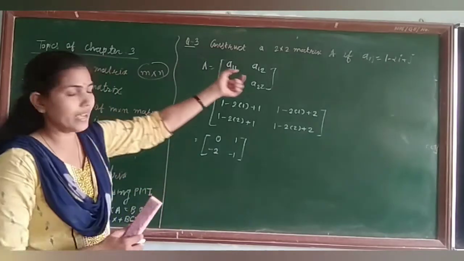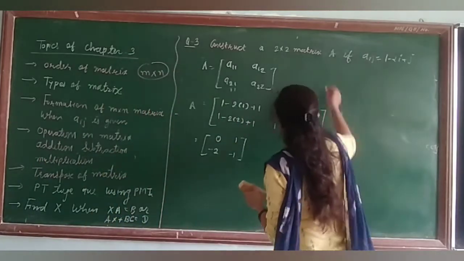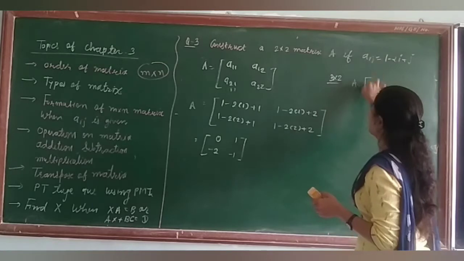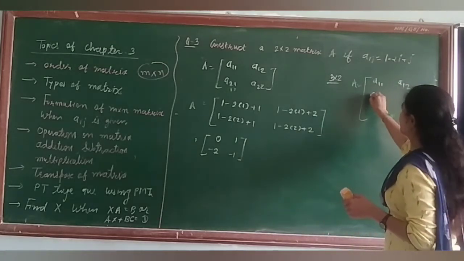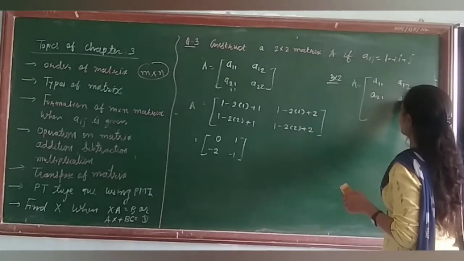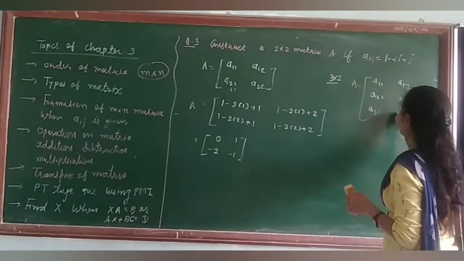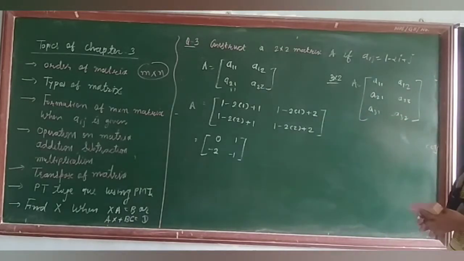Whatever is given to you, AIQ, according to that you have to find it. If there is a 3 by 2 matrix, if they have given you 3 by 2, then your matrix will be A11, A12, right? Then second row A21 and A22, because we require 2 columns. Then A31 and A32, like this, and then you calculate everything. So you will find out the solution.